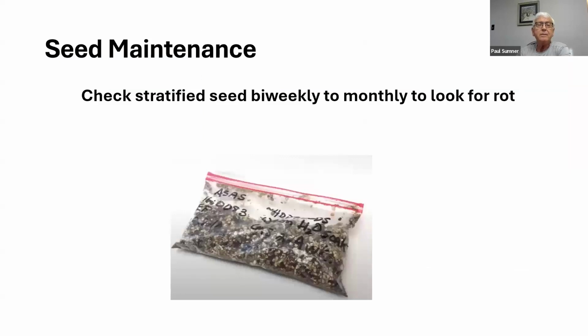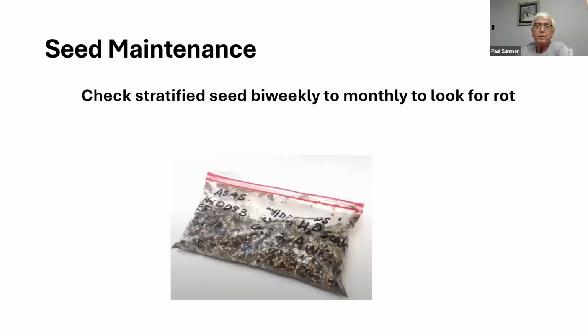Seed maintenance. Some of the seed that you collect, you may have to do stratification to, and you're going to keep them in the refrigerator, and you're going to leave them in there maybe for a month or 2 months or so forth. You need to check them every couple of weeks to look for mold.